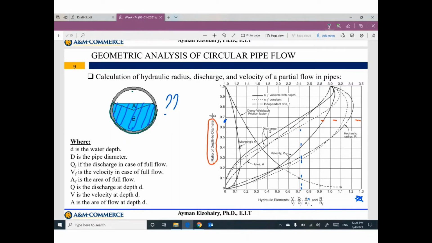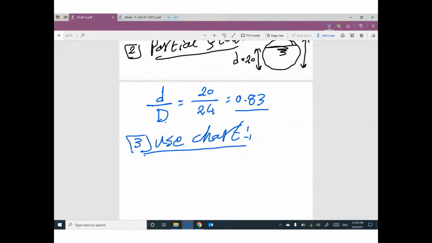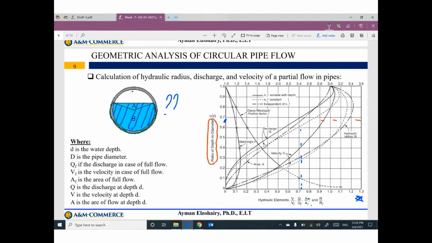Where is the number? 0.83. I think you are here, so I will go horizontal. To hit which curve? Which curve am I looking for?